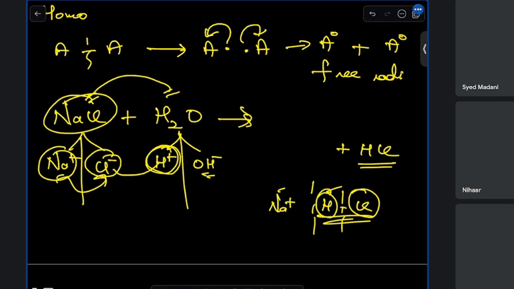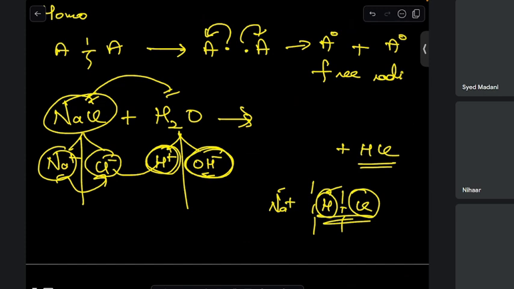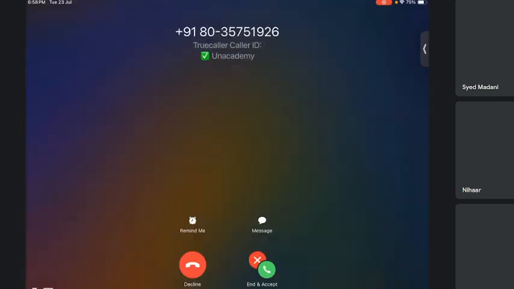And it'll think, okay, right now I am Na, I am positive. To bond with somebody, I have no choice. I'm supposed to always choose a negative person. Correct? Who's the left out negative person here? OH minus. Now think from OH minus perspective. H left it for no reason. Correct? But then why did Na just leave Cl?